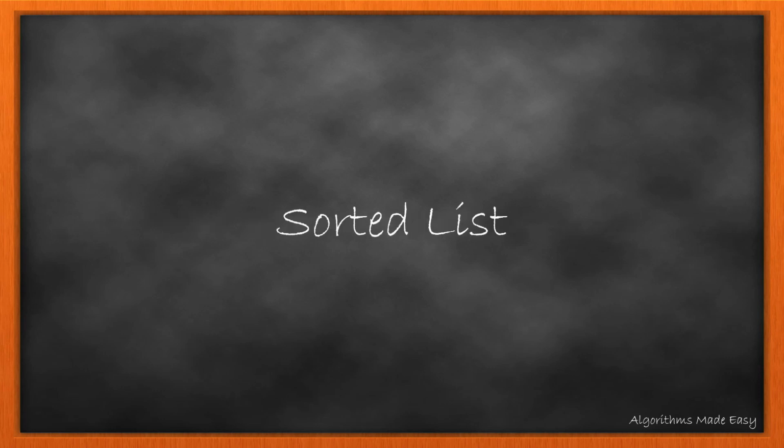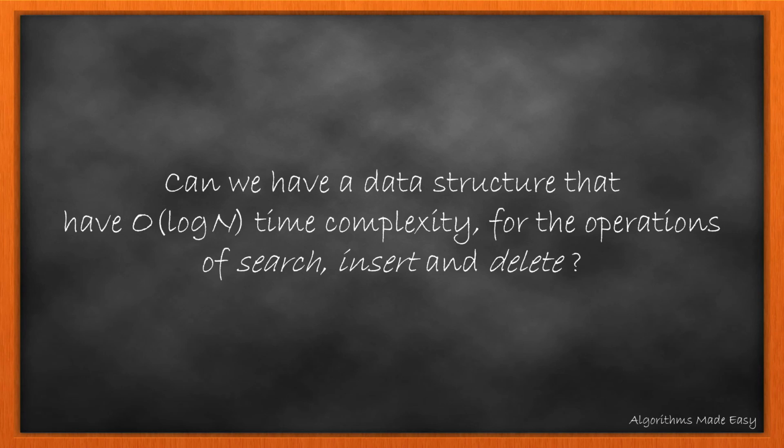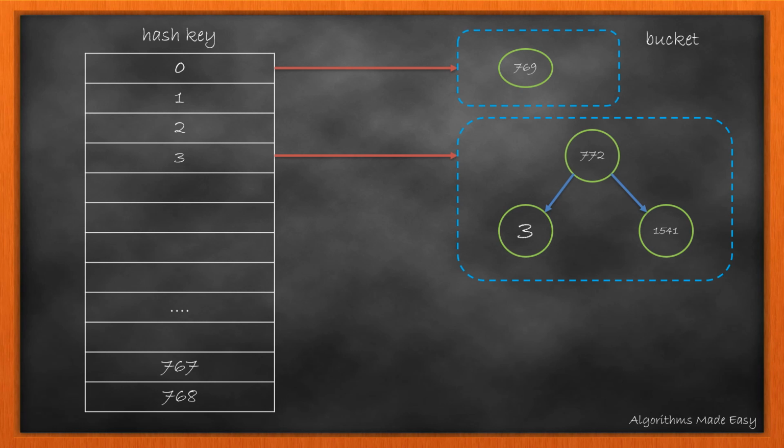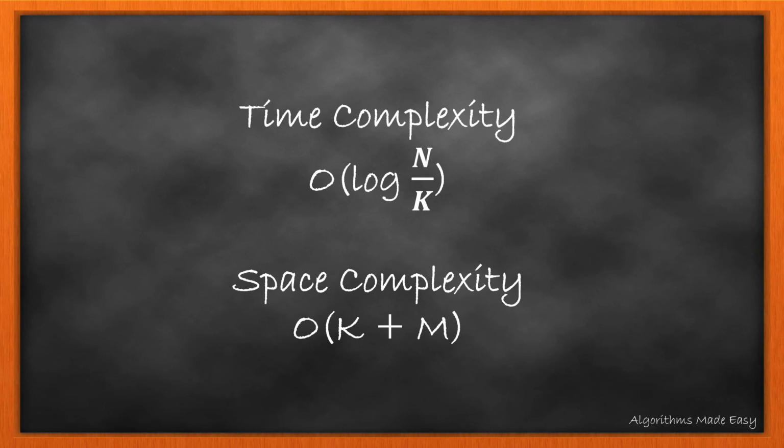To optimize the above process, one of the strategies could be that we maintain a sorted list as the bucket. With the sorted list, we could obtain log n time complexity for the lookup operation with a binary search algorithm. So the question is, can we have a data structure that has a log n time complexity for the operations of search, insert and delete? The answer is yes. With a binary search tree, thanks to the properties of the BST, we could optimize the time complexity of our first approach with linked list. The new structure will look like this, where each bucket will now be a BST. This will reduce our time complexity to log of n divided by k.